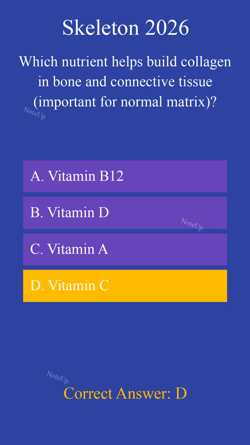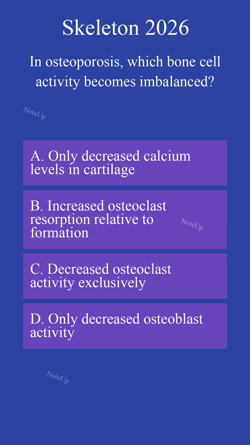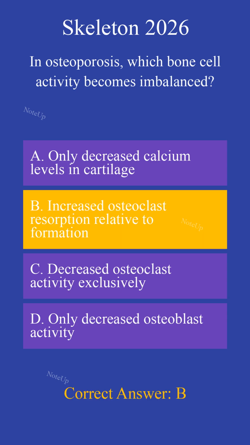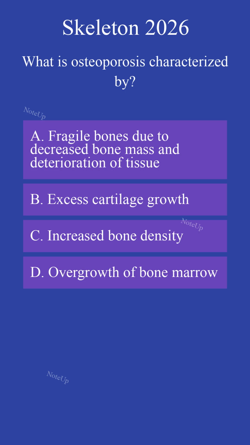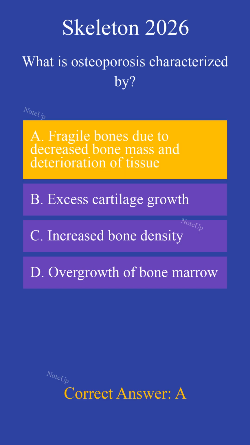Vitamin C. In osteoporosis, which bone cell activity becomes imbalanced? The correct answer is B. Increased osteoclast resorption relative to formation. What is osteoporosis characterized by? The correct answer is A. Fragile bones due to decreased bone mass and deterioration of tissue.